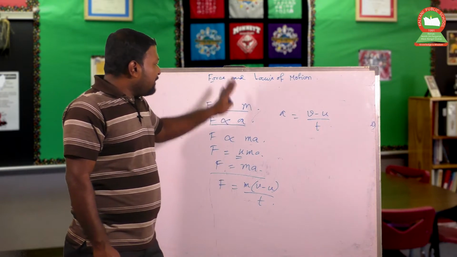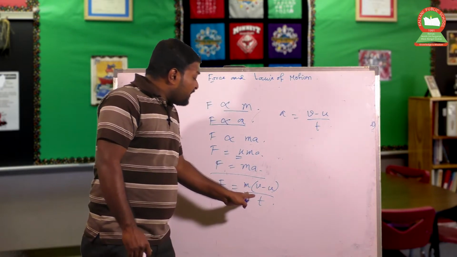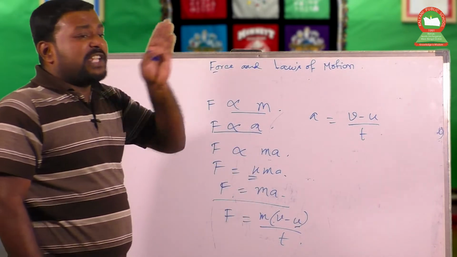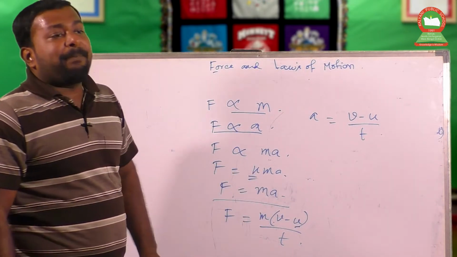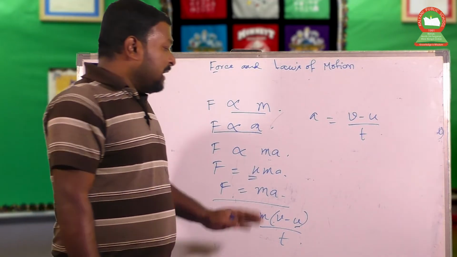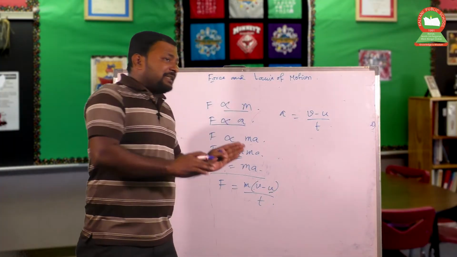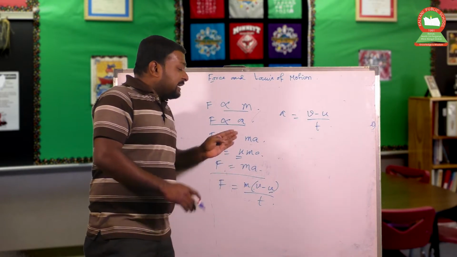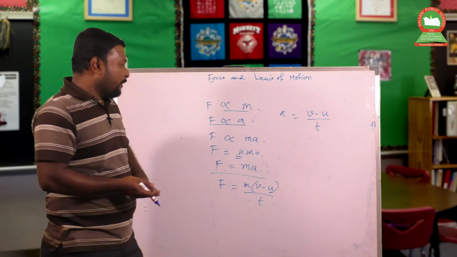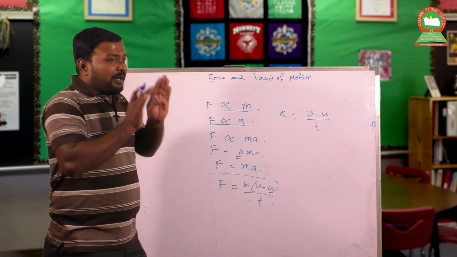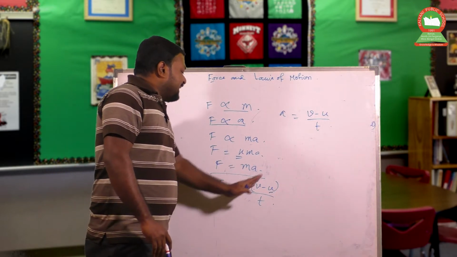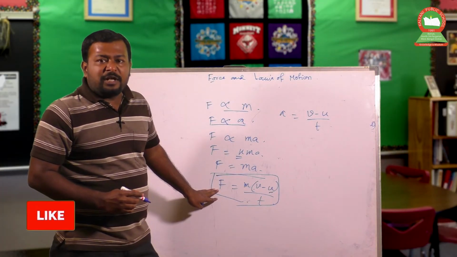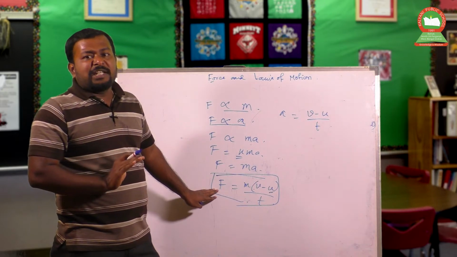Newton derived this law for linear momentum. There is a change in momentum: this is the final momentum, this is the initial momentum, and this is the change in momentum. The change in momentum is directly proportional to the applied force, and the momentum change is in the direction of the applied force. This law is called Newton's second law of motion. From it, the rate of change of momentum with respect to time gives the measurement of force. This is the outcome of Newton's second law.